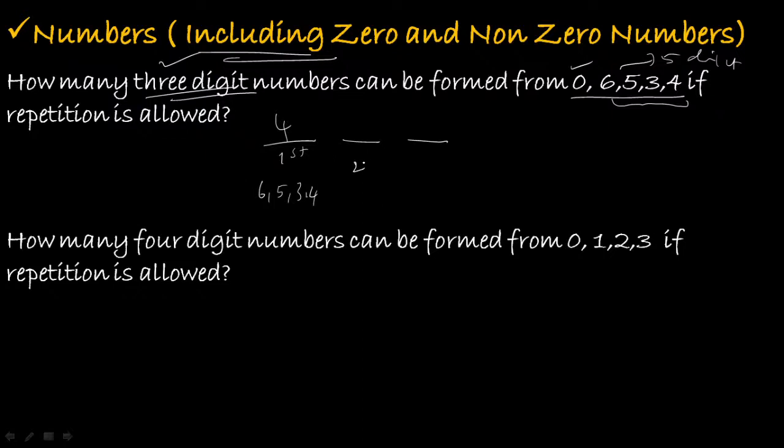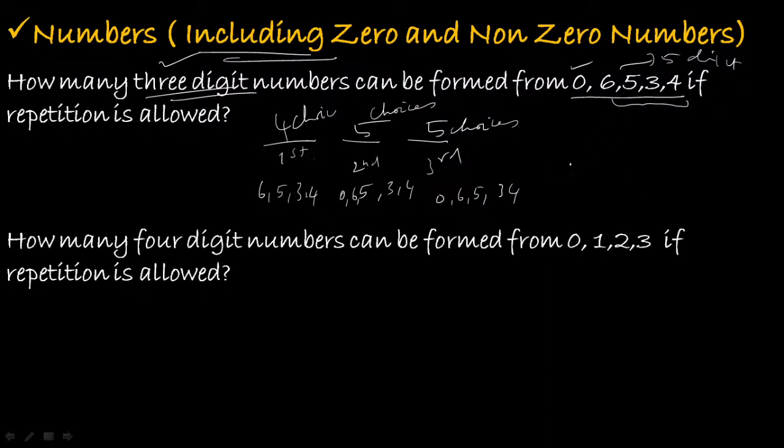For the second digit you have 5 choices, that is, either you can take 0, 6, 5, 3, 4. Likewise, for the third digit you have 5 choices. So first position you have 4 choices, second digit 5 choices, and third digit 5 choices. You know why? Because if you take 0 at the beginning, definitely the 3-digit number becomes a 2-digit number.